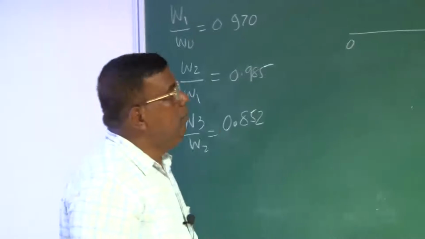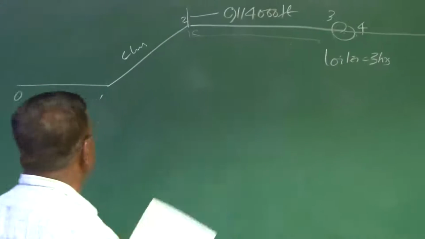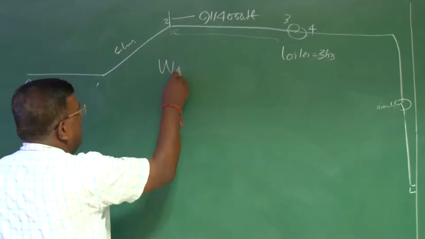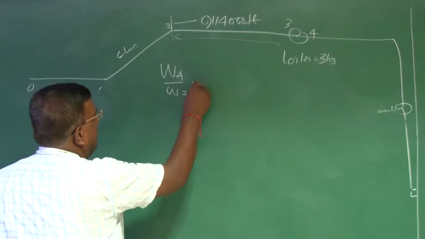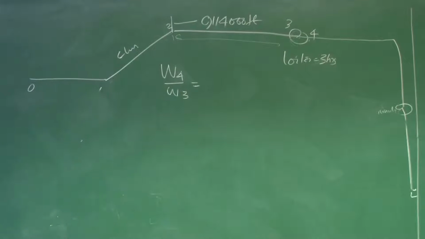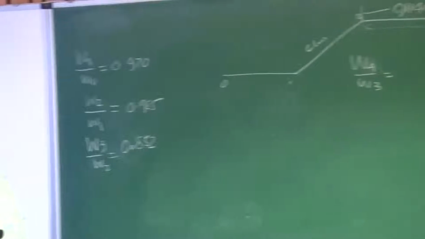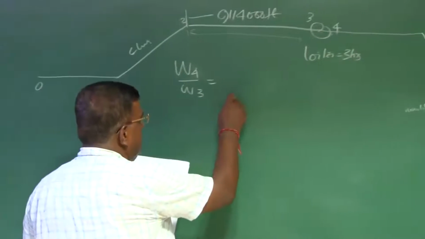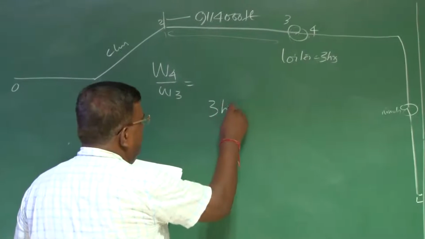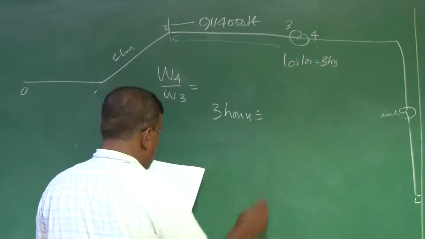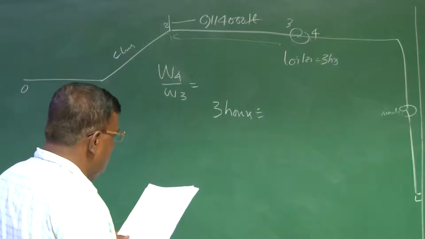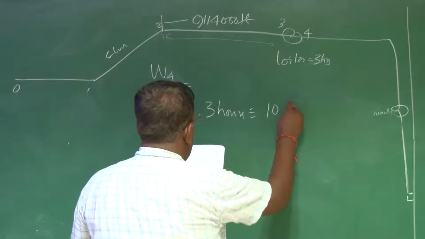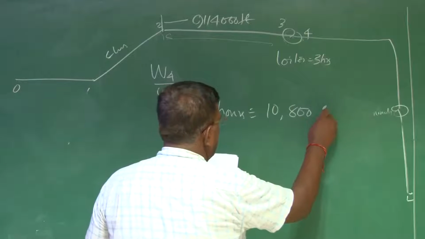Okay. Once we have found W3 by W2, now we are interested in W4 by W3. And what is the mission during W4 by W3? It is to loiter for 3 hours. So now loiter for 3 hours. 3 hours means again we have to convert into FPS unit. So this is 10800 seconds.